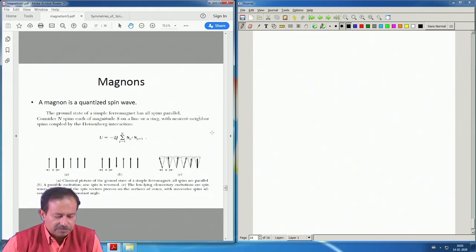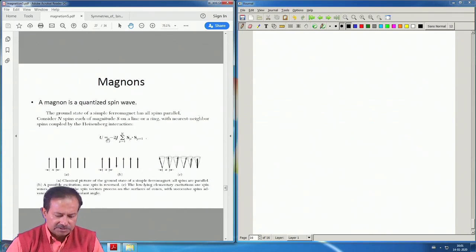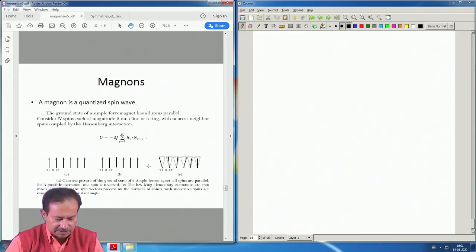Now, a Magnon is basically a quantized spin wave. This kind of wavy structure of spin is called a spin wave, and when you quantize it, it gives Magnons. So, let us try to calculate from this Heisenberg Hamiltonian. The calculation goes classically.